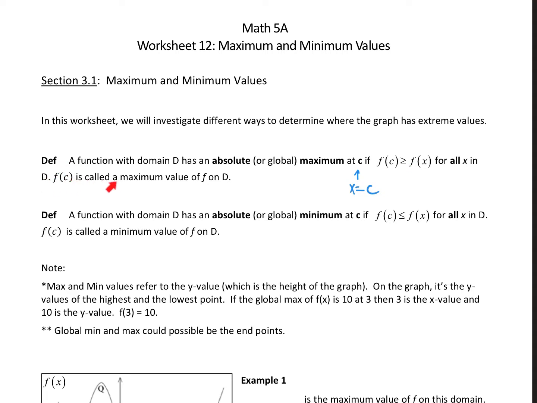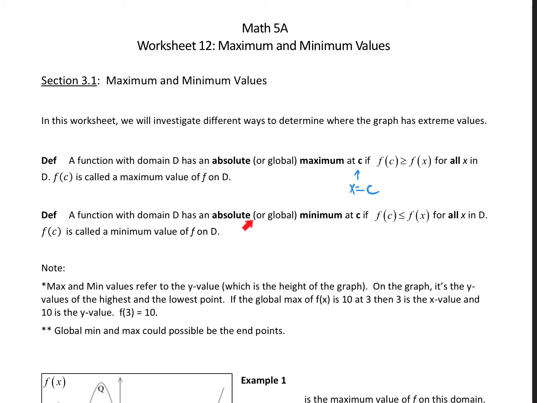f of c is called the maximum value of f on D. That's the height. f of c is the y value, which is the height of the graph. So the y value is called the maximum, and it happens at x equals c, if you have an absolute maximum. I'm more likely to refer to it as a global maximum. Absolute max or global max, they're the same thing. Global means like the world, so this is the maximum value of the world, right?